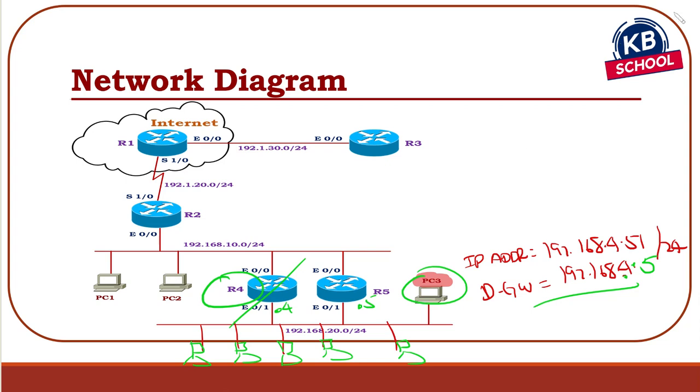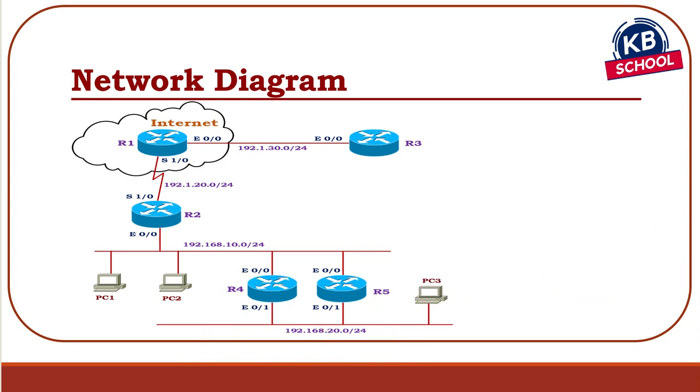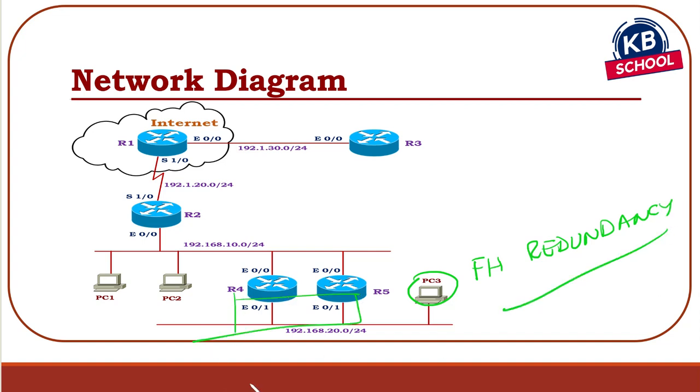And that's where FHRP works. It works as a way to provide your first hop for your end device, the first hop redundancy. So from the perspective of the PC, the redundancy at the first router level, and that's done through FHRP, First Hop Redundancy Protocol.